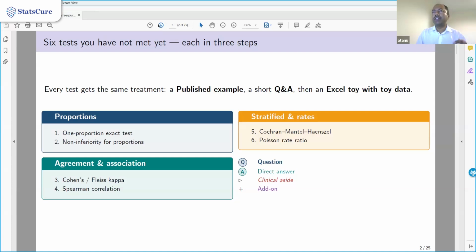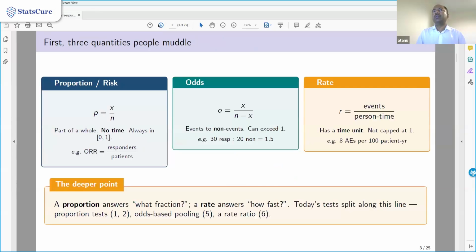Everything comes in a very easy manner, with these proportions, agreement and associations on stratified rates. As you know, proportion or risk, be very specific about this terminology. Whenever you are writing your manuscript or report, don't use these words loosely, because they are different when calculating proportion or calculating risks. We will go to the next slide.